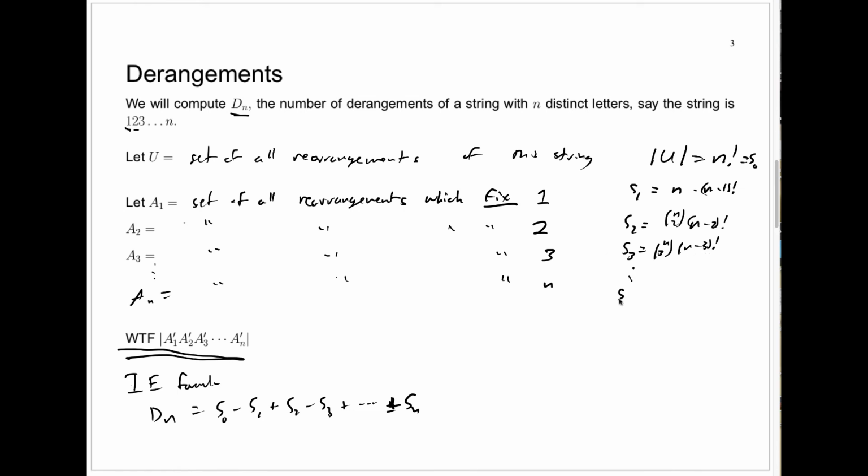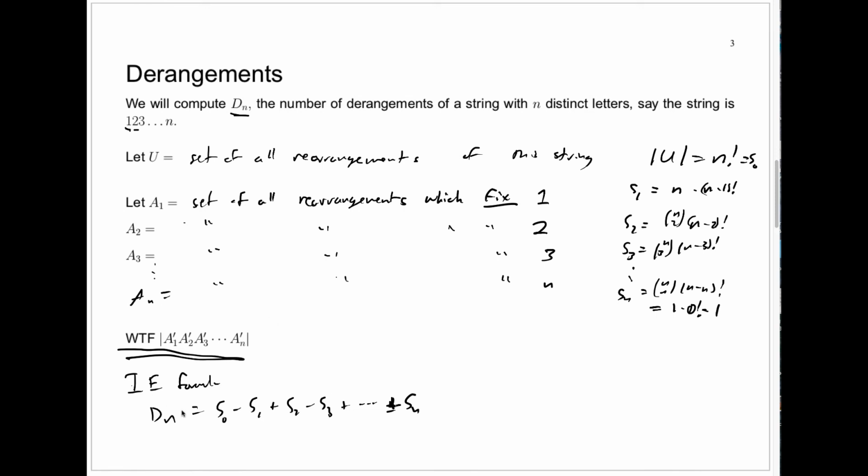There are n minus 3 elements left over, and they can be rearranged in n minus 3 factorial ways. So this continues all the way to S sub n, which is n choose n times n minus n factorial. Notice this is just 1 times 0 factorial, which is precisely 1. There's only one element in the intersection of all of these sets. What does it mean to be in all of the sets? It means every element from 1 through n is fixed. The one rearrangement that does that is the rearrangement that doesn't move anything.